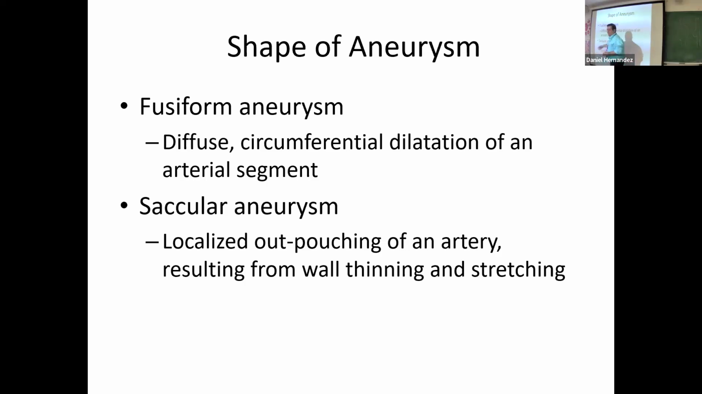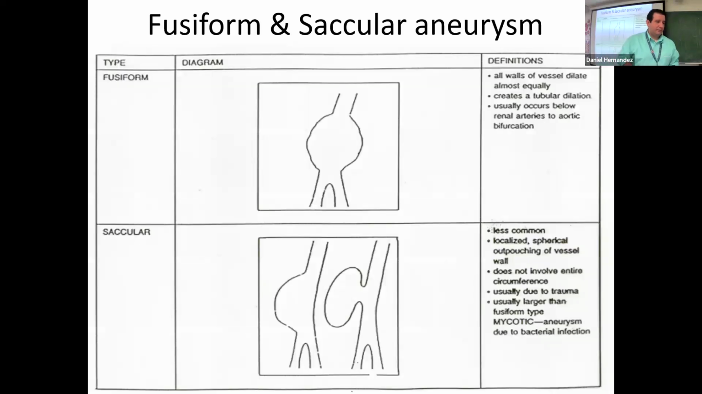Fusiform is way more common, so you're more likely to encounter a fusiform aneurysm than a saccular. Saccular usually might be the result of maybe a mycotic infection. Here are the diagrams of your fusiform aneurysm and then your saccular aneurysm. So these are more likely due to some sort of trauma or a mycotic infection.